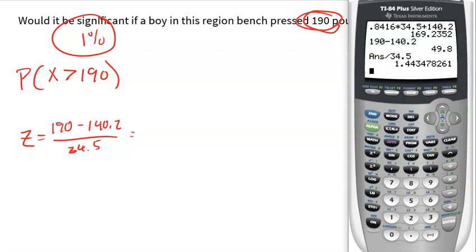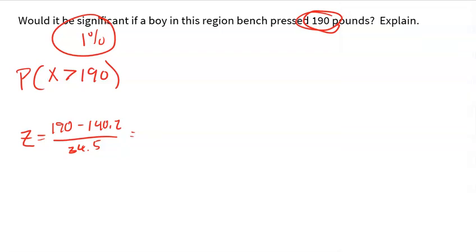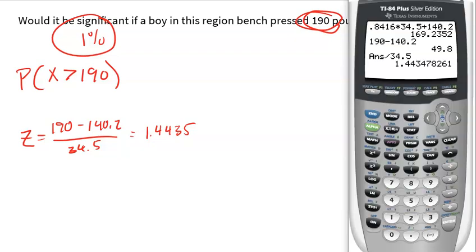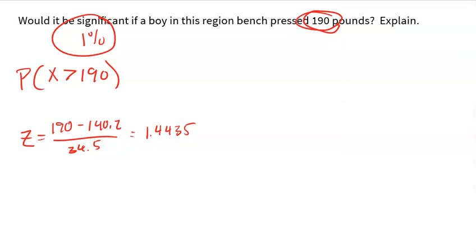Can't tell you how many kids don't divide, don't do the top first. Okay, that messes them up. 144.35... 1.4435. All right, so now I'm trying to find the probability that my z-score is more than 1.4435. I kept saying that wrong.